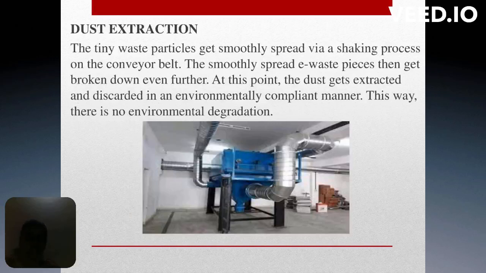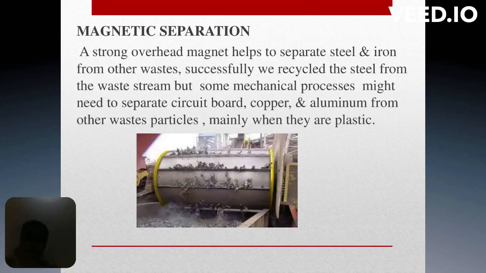In dust extraction, the tiny waste particles are separated by a shaking process in this machine, as you can see in the picture. The dust gets extracted and discarded in an environmentally compliant manner, and there is no environmental degradation in this process. Magnetic separation: a magnet is used to help separate the steel and iron from the waste stream, which can be recycled again and further used. Magnetic separation can also be used in separating circuit boards, copper, and aluminium from other waste particles, mainly when separating them from plastic.